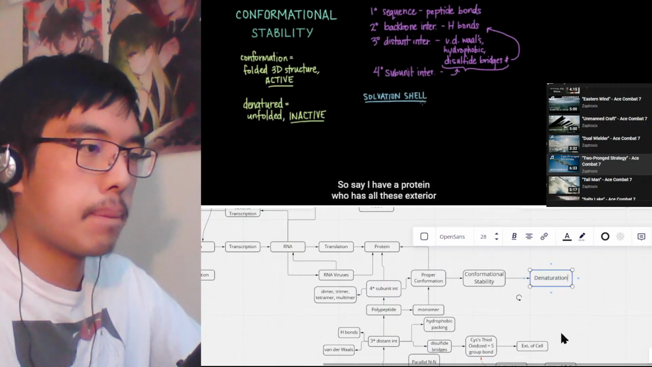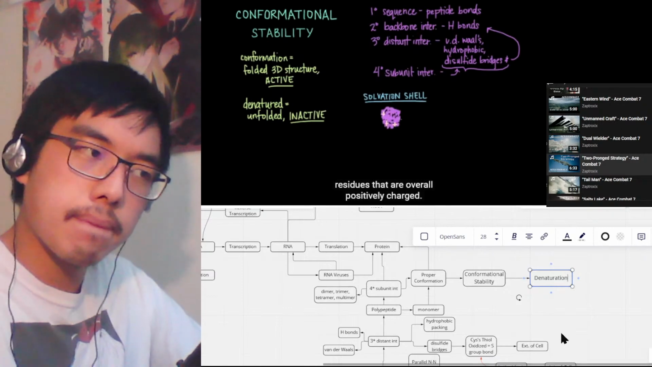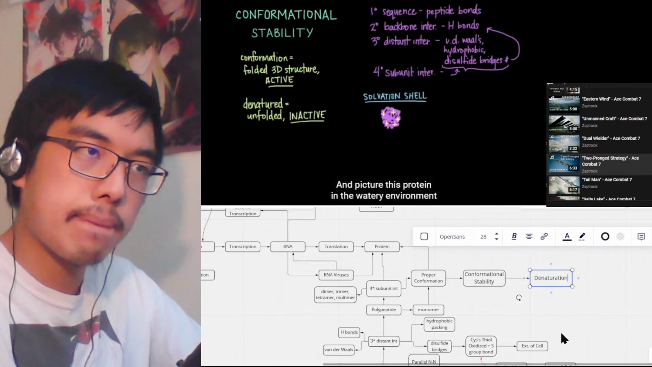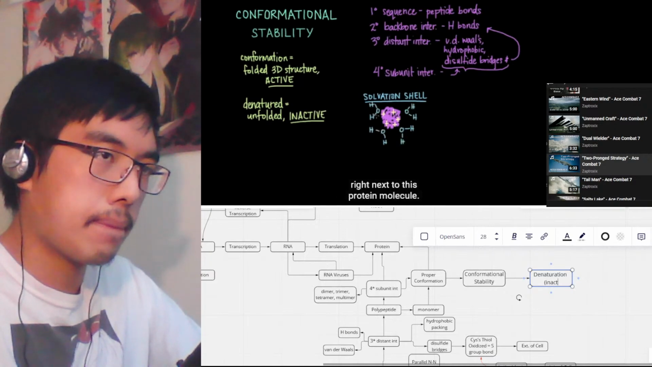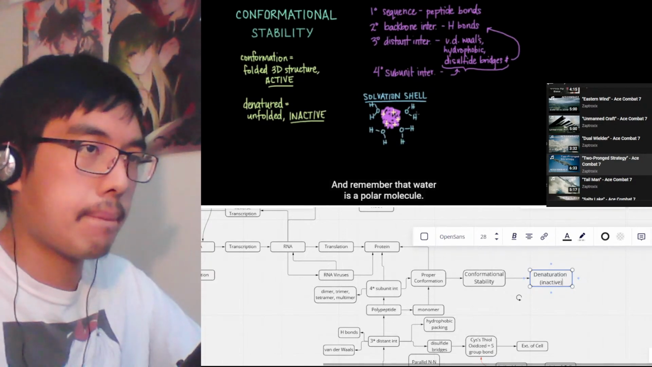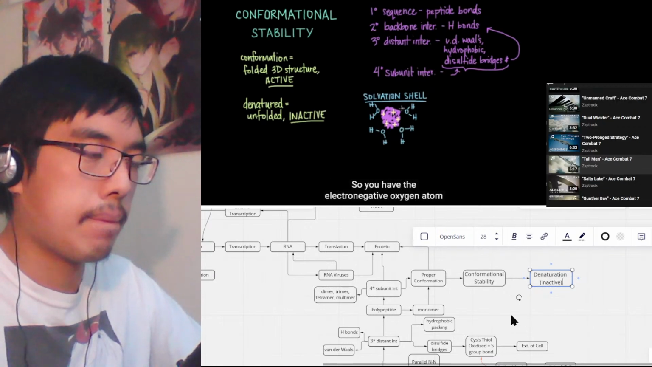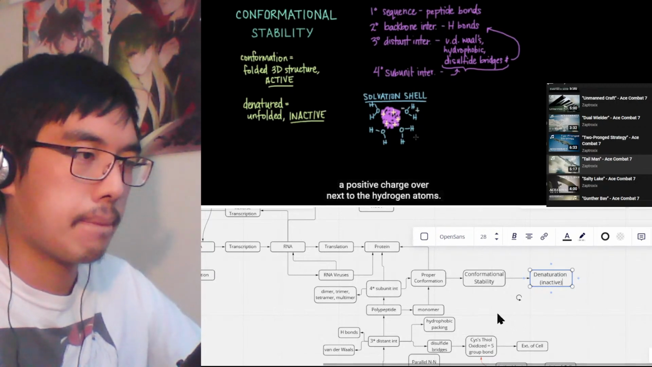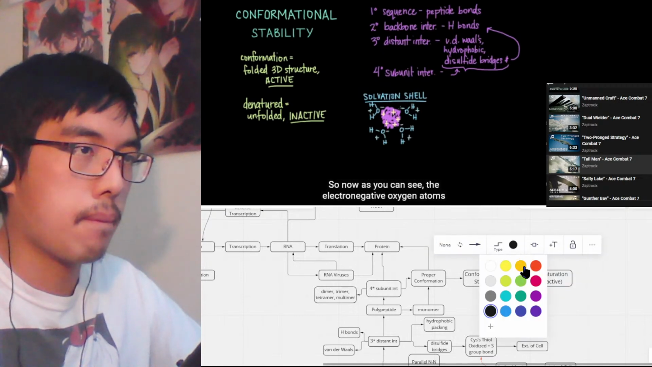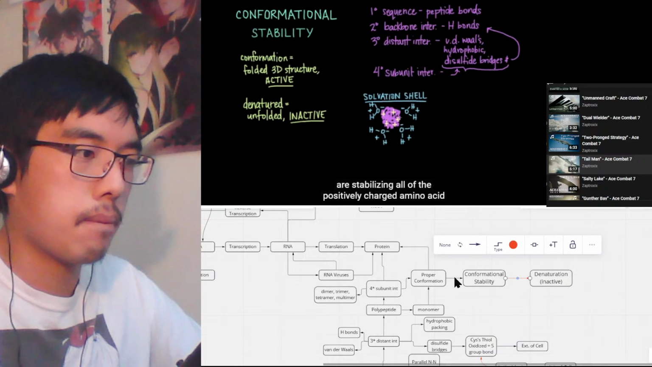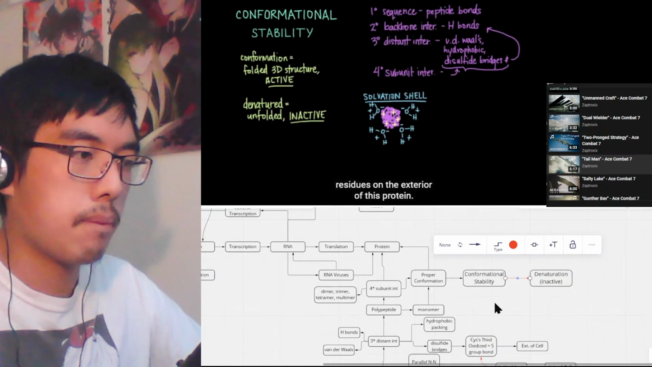So say I have a protein who has all these exterior residues that are overall positively charged, and picture this protein in the watery environment of the interior of one of our cells. Then the solvation shell is going to be the layer of water right next to this protein molecule. And remember that water is a polar molecule, so you have the electronegative oxygen atom with a predominantly negative charge, leaving a positive charge over next to the hydrogen atoms. The same is true for each of these water molecules. So now, as you can see, the electronegative oxygen atoms are stabilizing all of the positively charged amino acid residues on the exterior of this protein.